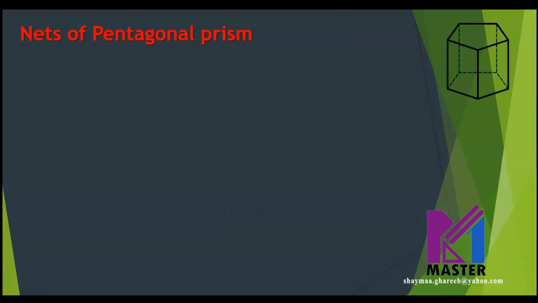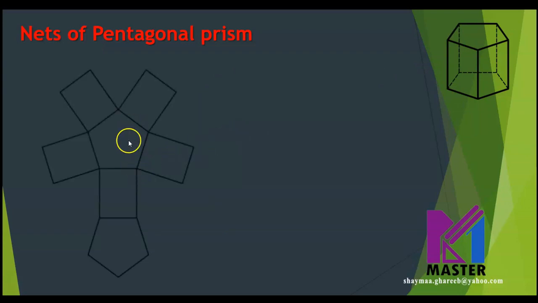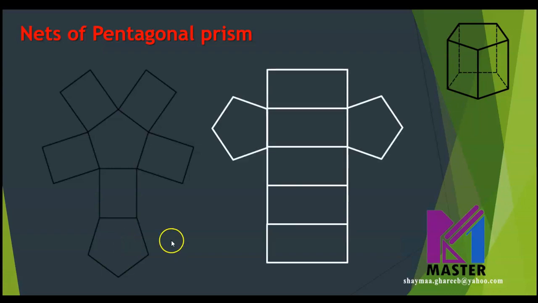Now let's see nets of the pentagonal prism. This is one of the possible nets of the pentagonal prism. We have 2 pentagons and 5 rectangles. This one also could be a possible net for the pentagonal prism. It has, as you can see, 5 rectangles and 2 pentagons.